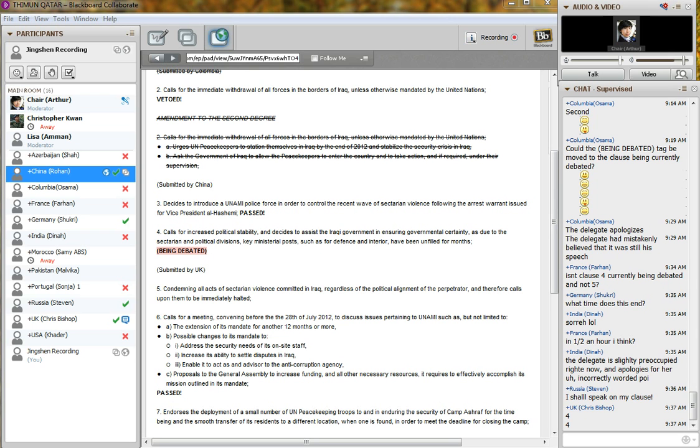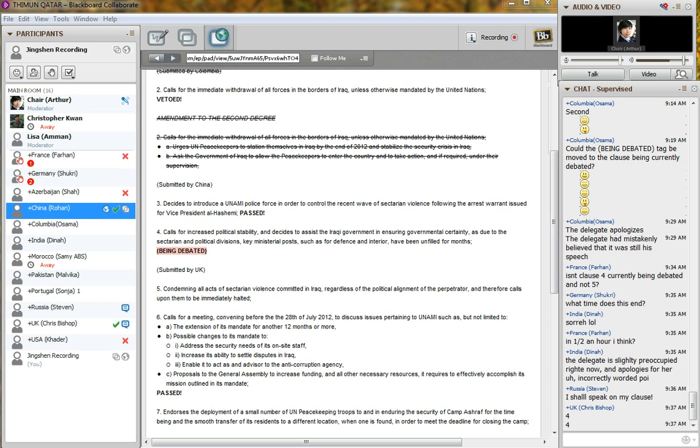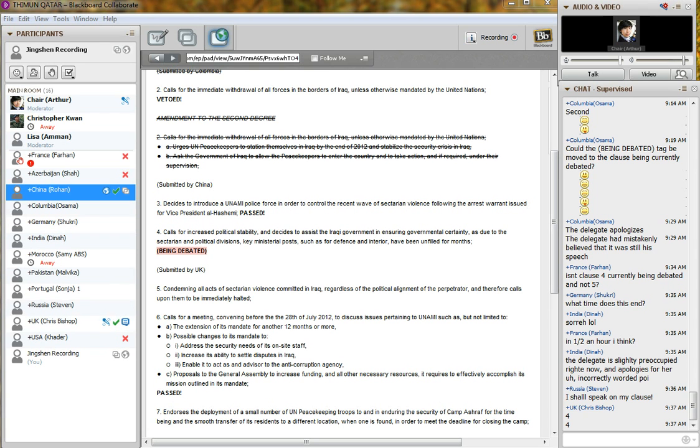With four votes for and six votes against, and multiple vetoes, this amendment to the first degree fails. Please do not make the changes in your resolutions. We'll now move back to open debate on the resolution. The chair will entertain one final speaker. There will be no points of information. Are there any delegates in the House that wish to speak on the resolution as a whole for one final time?